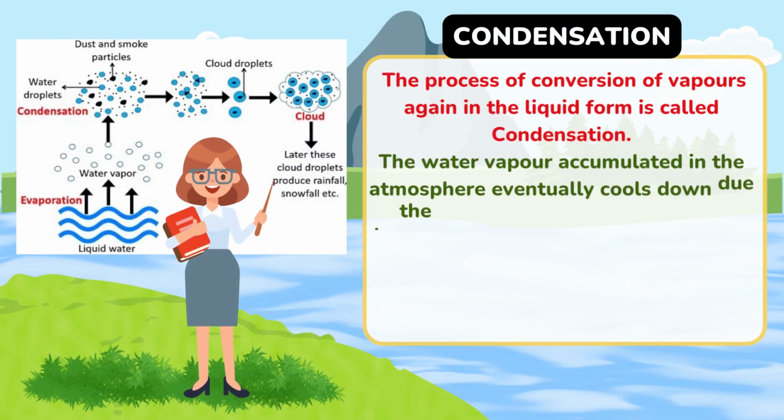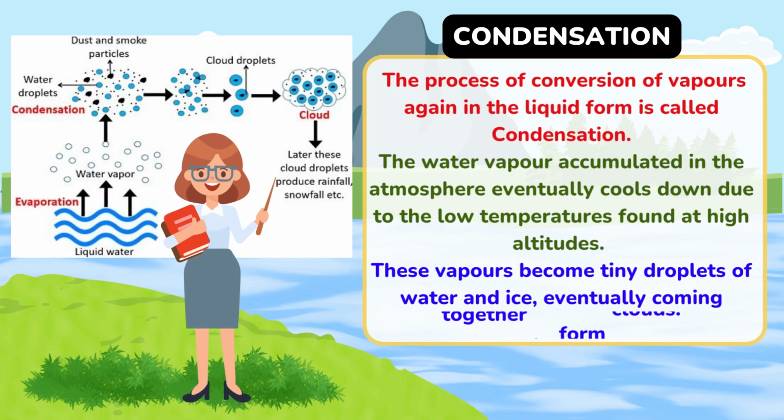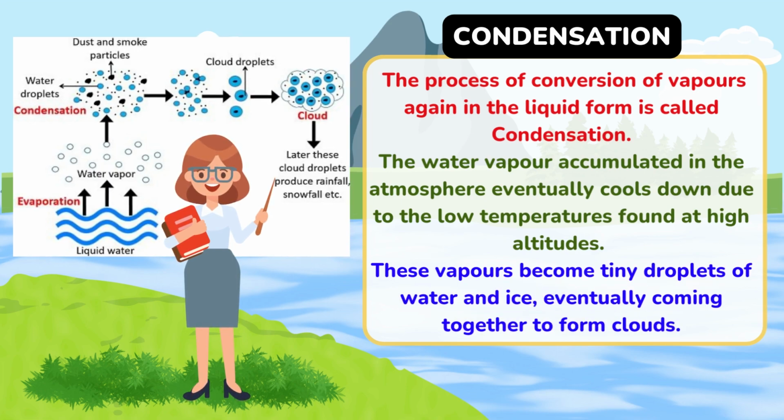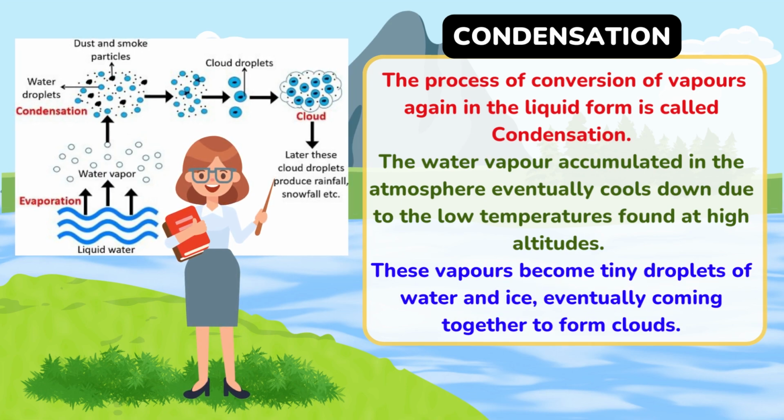Condensation is the process of conversion of vapors again into liquid form. The water vapors accumulated in the atmosphere eventually cool down due to the lower temperature found at high altitudes. These vapors become tiny droplets of water and ice, eventually coming together to form clouds.